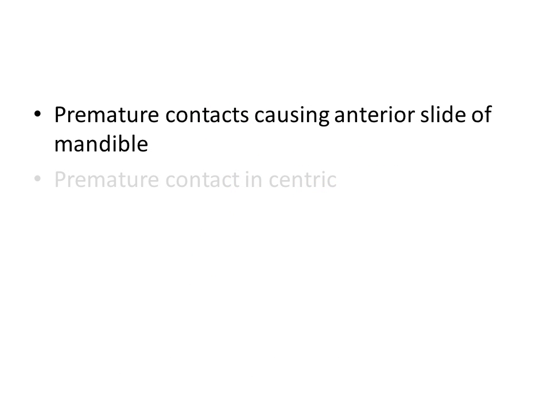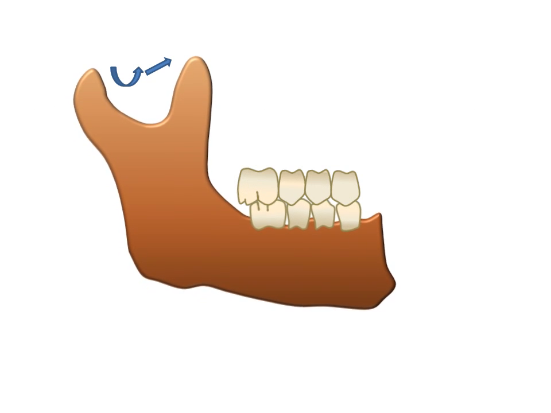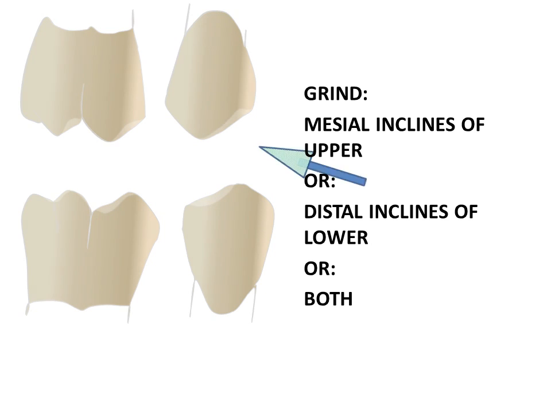Premature contacts causing anterior slide of the mandible. The illustration demonstrates deviation of the mandible anteriorly due to occlusal interference. The interferences are located. Grind the mesial inclines of the upper, or grind the distal inclines of the lower, or both.